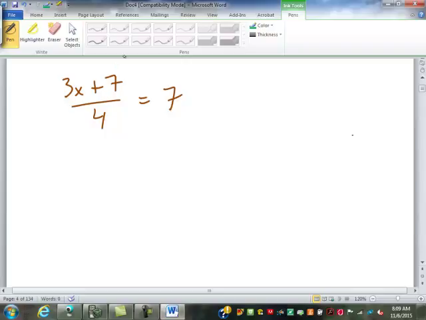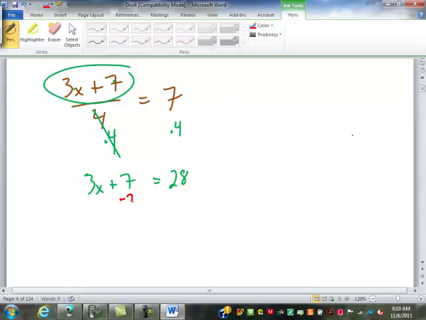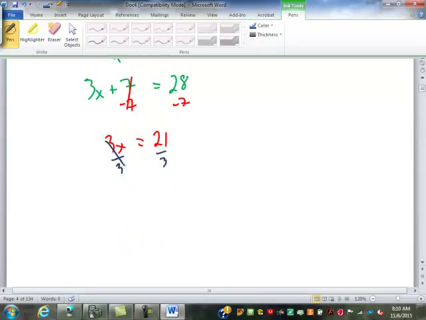So on this one, if we're asking about how this was built, what was done to x to build it, it was multiplied by 3, 7 was added, and then the whole thing was divided by 4. So to solve it, remember, always take off the last piece first. So we're going to multiply by 4 to take that off. 7 times 4, of course, is 28. Over here, all that's left is the 3x plus 7. So, subtract 7. 3x equals 21, and divide by 3. X equals 7.